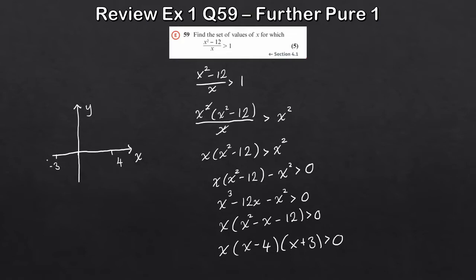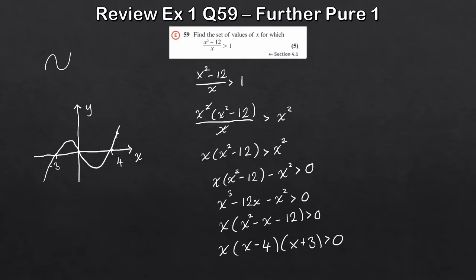So roughly what's it going to look like? It's going to be kind of an N into a U shape, so it's going to look something like that. So going up to the minus 3, coming down at 0, and then going back up to the 4. Okay, again, mine's just a rough sketch, but it should look something like that.